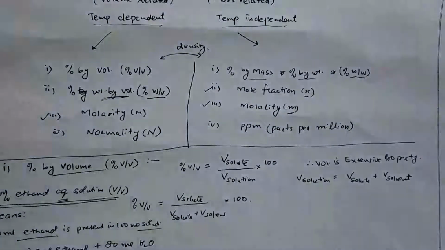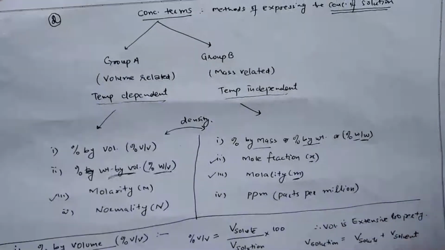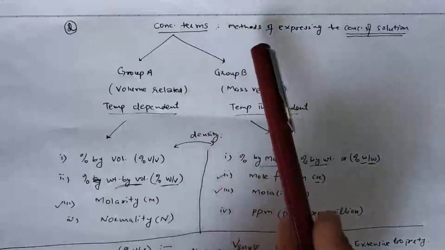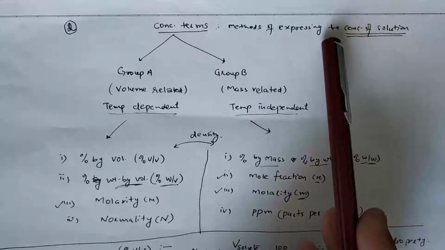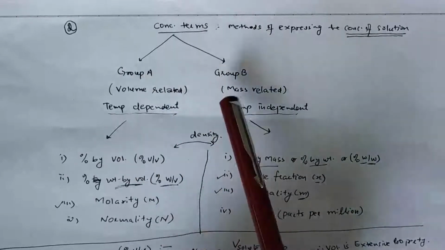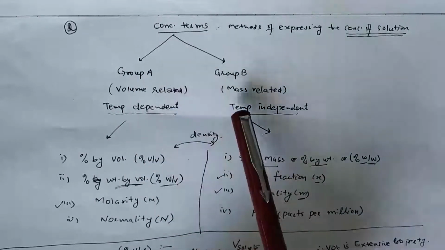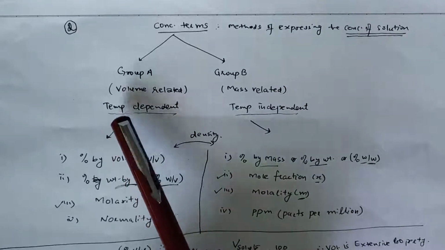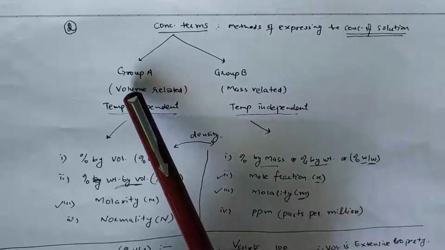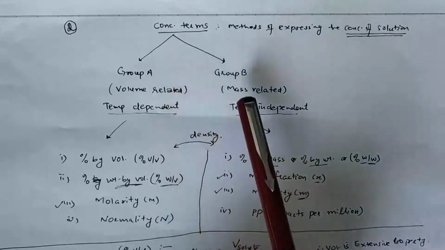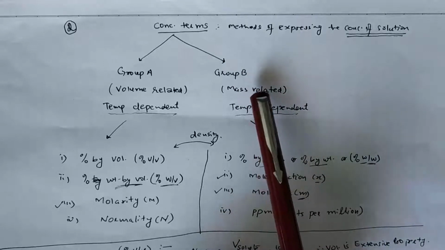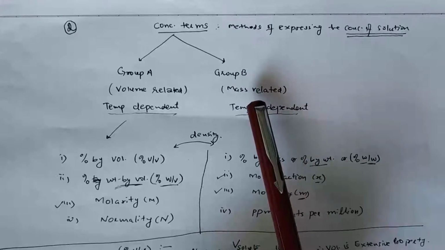Next we will explain the concentration terms. Concentration terms are the methods of expressing the concentration of a solution. We divide them into two categories, group A and group B. Group A is volume related, group B is mass related. The terms in group A are temperature dependent because volume depends upon temperature, and the terms in group B are temperature independent because temperature has no effect on mass.